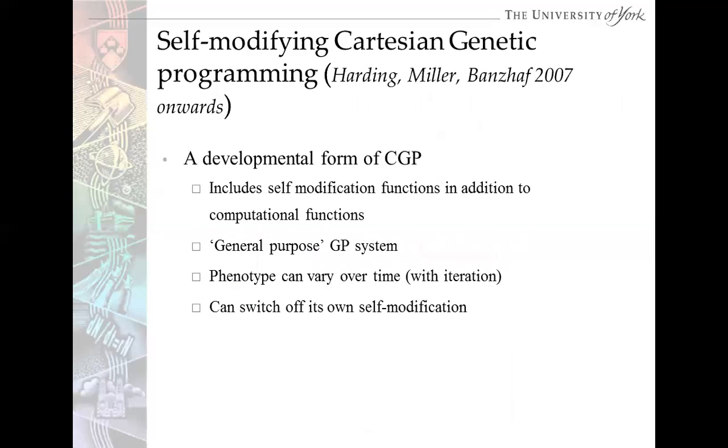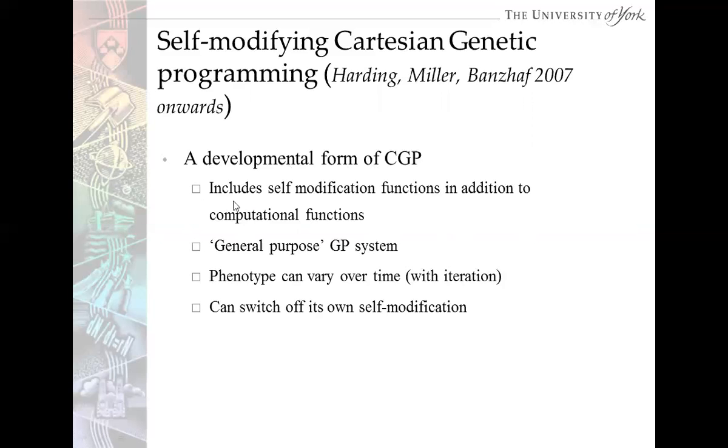Now we're going to look at a very interesting different form of CGP called self-modifying Cartesian genetic programming. This was inspired a little by biological development. In biological organisms, brains are built through a process of development. Neurons grow and new neurons are born from those neurons, and it creates this much larger structure. So I like to think of it as inspired by biological development.